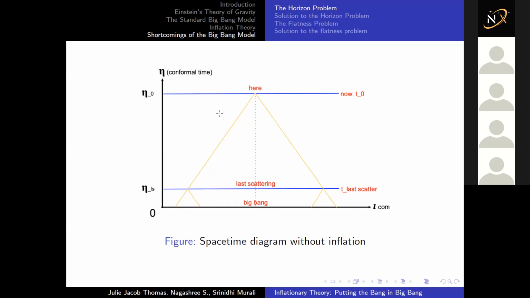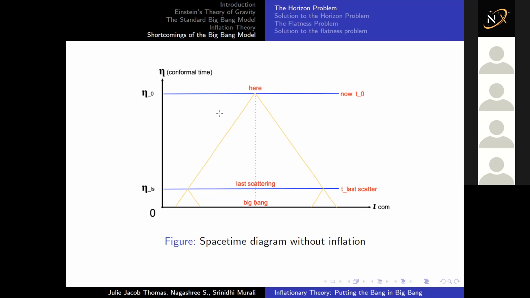If we extrapolate back to the line called T last scatter, the last scatter means before that, the photons were stuck inside this hot plasma-like region. But once the universe started cooling down and structures started forming, the photons were allowed to start flowing freely, and that's when they started traveling towards us, and that's what we see as the microwave background. That's the blue line called last scatter, and that's where we see the CMB.